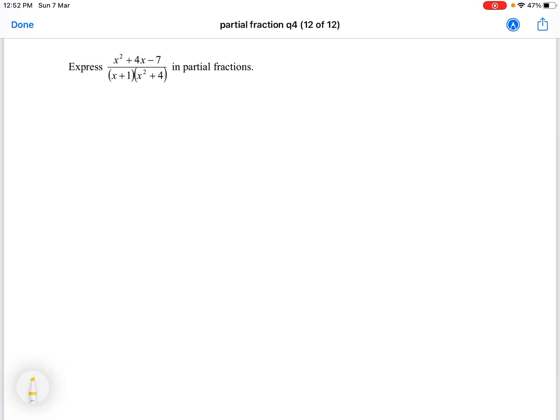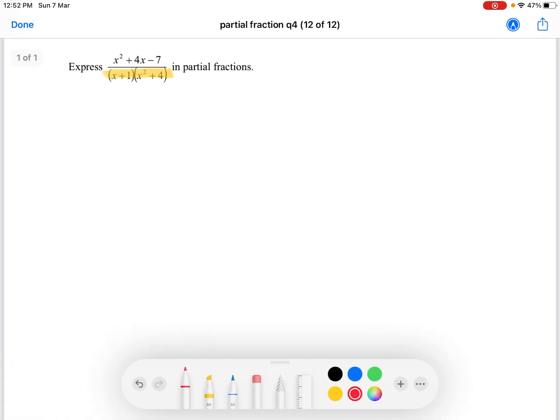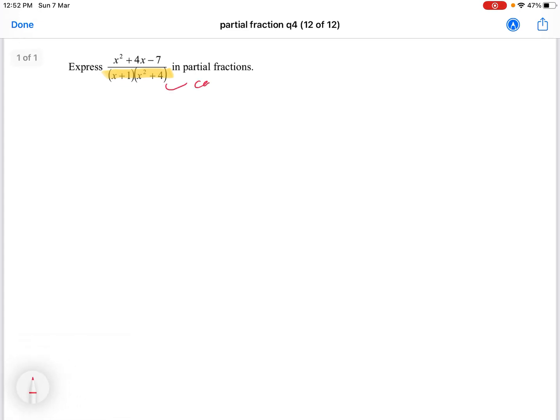Okay, for this question, we are supposed to express in partial fractions. For partial fractions, we need to always look at the denominator. Realize that one of the expressions is linear, and the other one is a square, x squared there. So this one is under case 3, because of the square here.